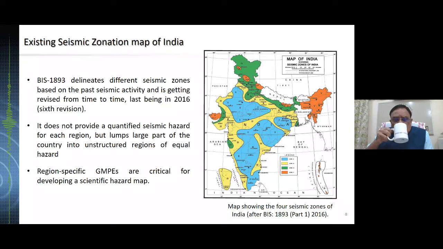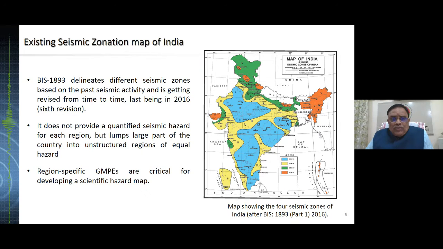Last being in 2016. Actually, most of our code, we wake up every major earthquake and say we have to revise it, but still we haven't really brought the probabilistic seismic hazard into our code. It does not provide a quantified seismic hazard for each region, but lumps large part of the country into unstructured regions of equal hazard.